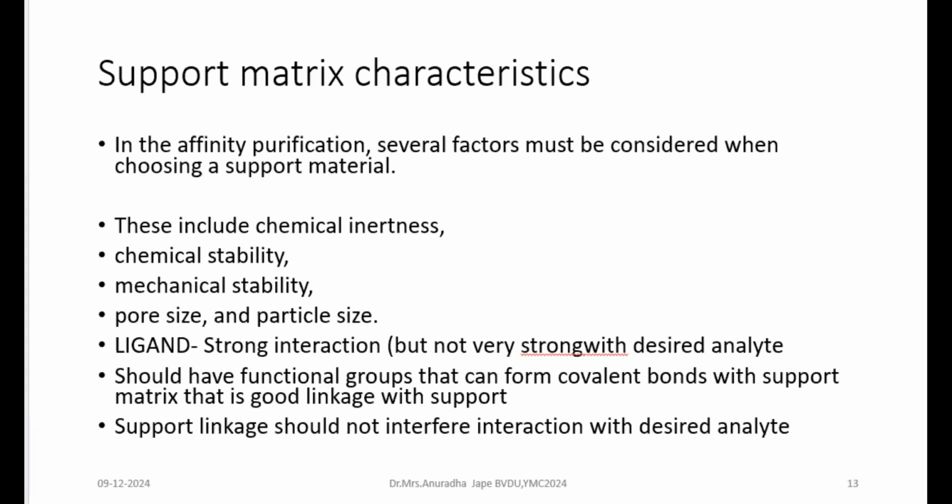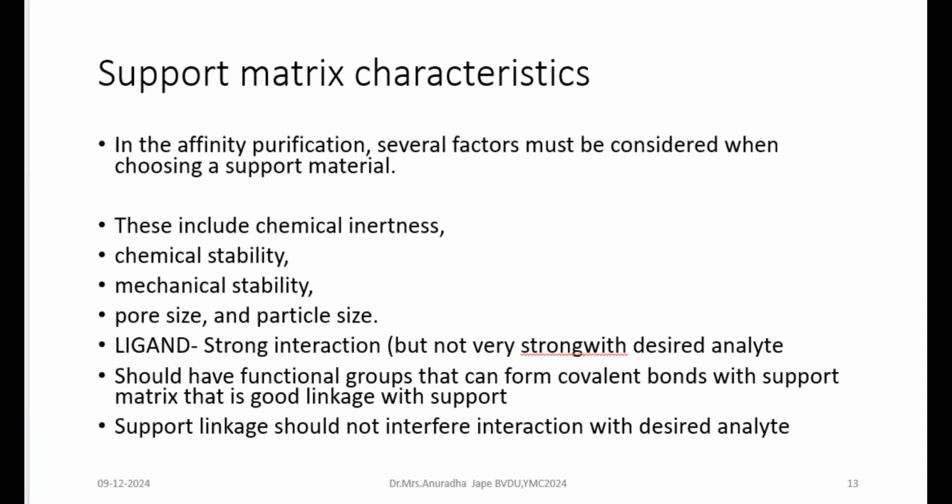Of course, like any other column chromatography matrices, it should be chemically inert, right? Good chemical stability it should have. Mechanical stability it should have. Its pore size and particle size also are going to be very important when we are talking about selecting the support matrix. The characteristics of an ideal insoluble matrix for affinity chromatography: the matrix should be inert to other molecules. So it is not going to have more interactions which are non-specific.